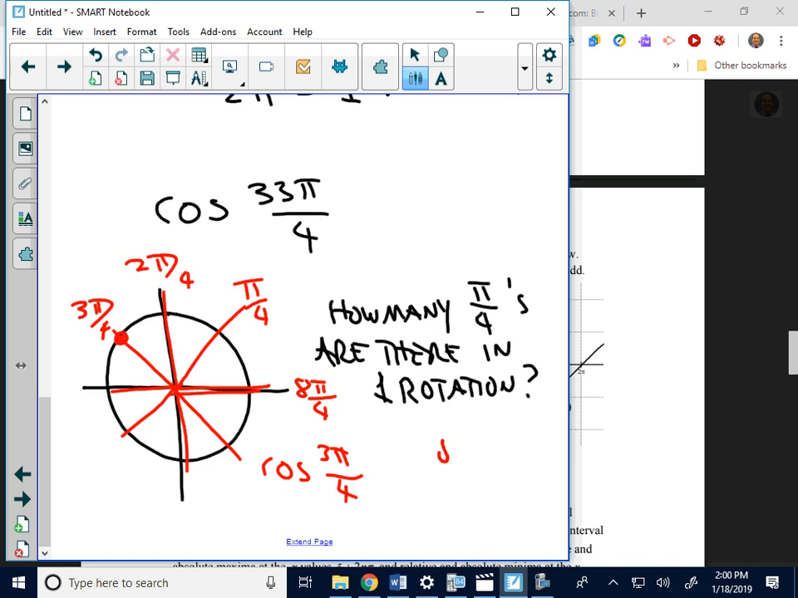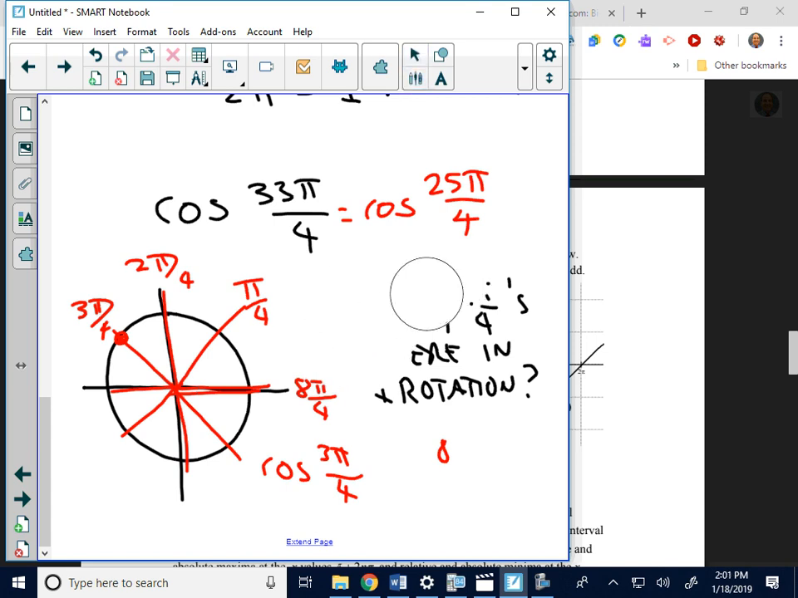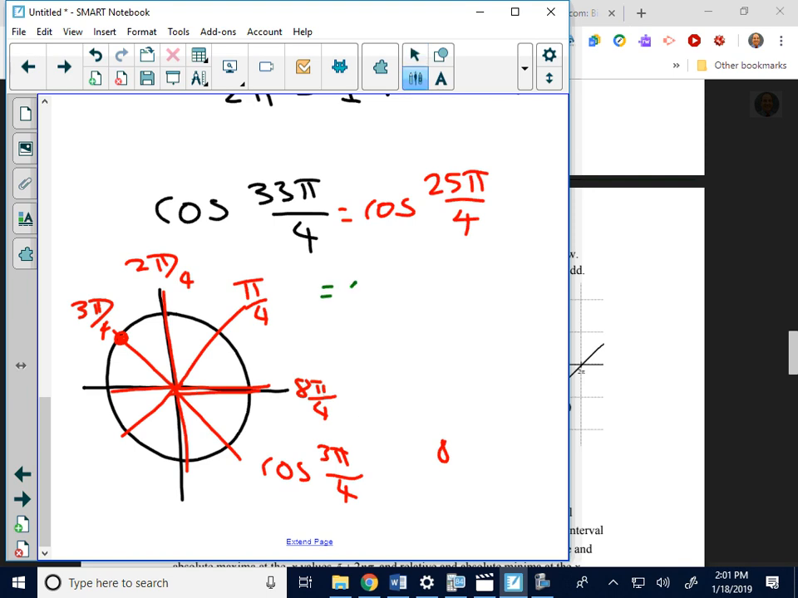8. That means if I take 8 pi's over 4 away from this, it's the same as the cosine of 25 pi over 4. I just took away a rotation. Can you take away another rotation? Sure, why not? Because it's periodic. This is the same as the cosine of, take away 8 pi over 4 from 25. 25 take away 8, 17 pi over 4. Take away 8 pi again. No, 17 minus 8 is not 11. 9 pi over 4. Cosine of 9 pi over 4. Take away 8 pi again.